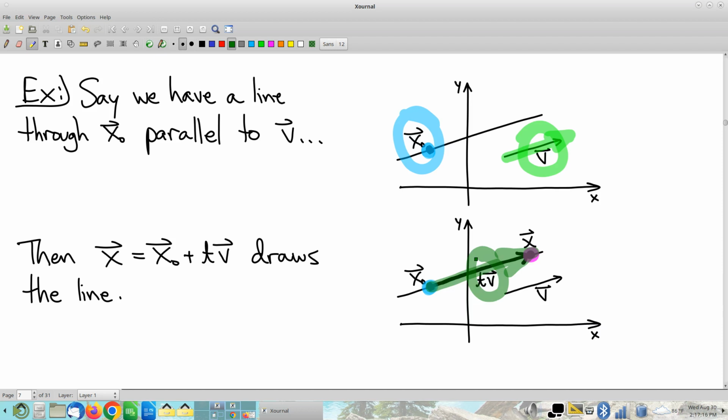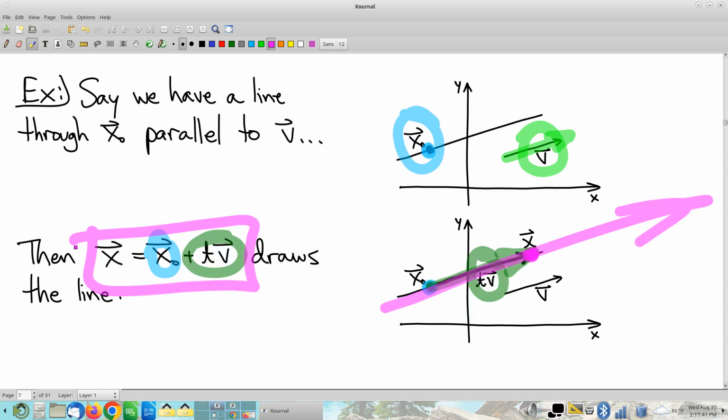So every point x on this line, I can write as a sum of simpler things. x naught, easy. tv, easy. So breaking it down with vector addition gives me this formula for position as a function of time as I trace out the line. This then is our parametrization of the line. Does everybody follow that?